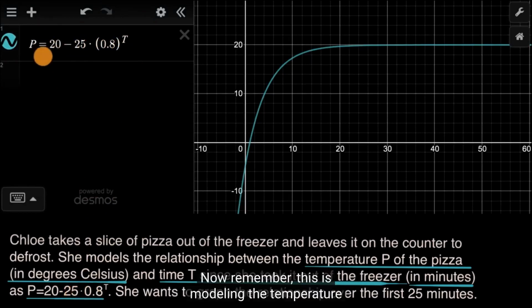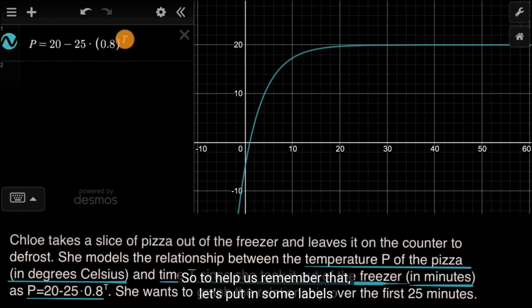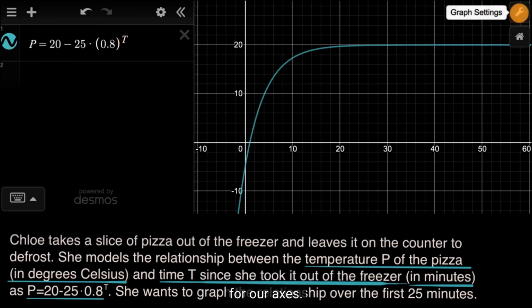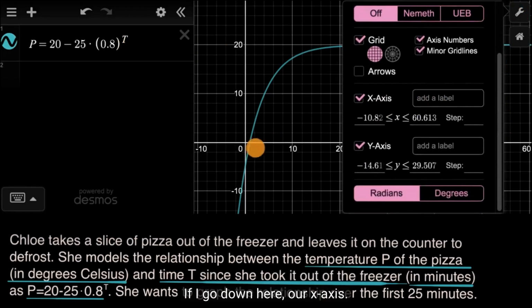Now, remember, this is modeling the temperature of our pizza as a function of time. So to help us remember that, let's put in some labels for our axes. So to graph settings, if I go down here, our x-axis. Now our x-axis is really the t-axis. That's our independent variable over here. And what is it measuring? Well, it says it right over here. It's measuring time t in minutes. So we could write it like this. T, which is measured in minutes.